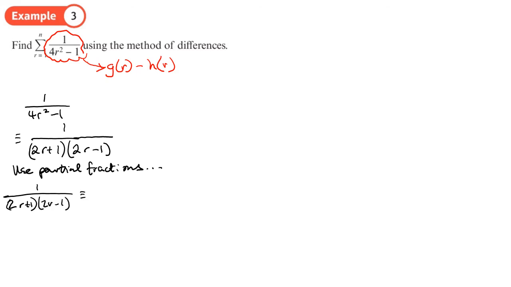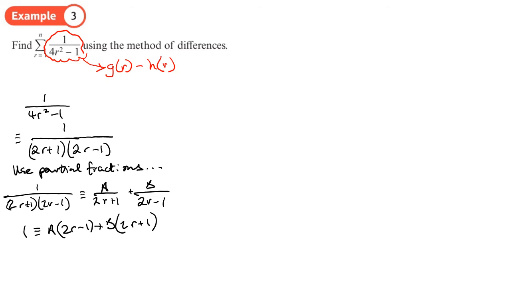So basically, we want to write this in the form a over 2r plus 1 plus b over 2r minus 1. We want to write it in that form. Now, we could go through the whole process, but the quick way of doing it is to say, right, I'm going to end up comparing the numerators. And what I'm going to get for the numerators on both sides is this. We should be able to do this quite quickly without writing all the other steps in between.